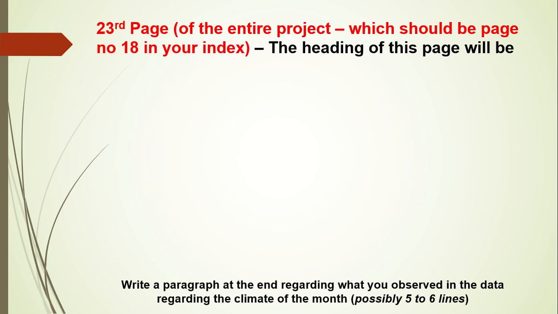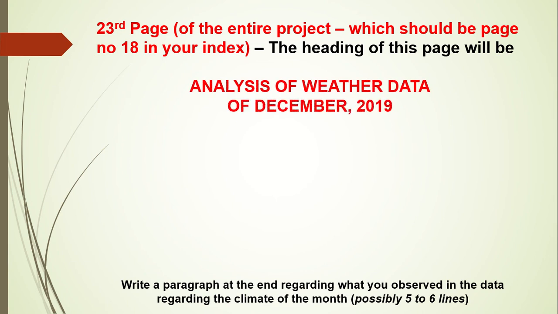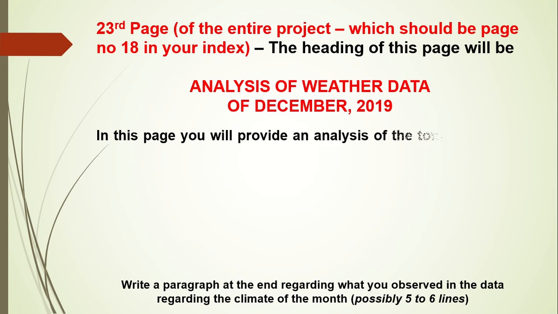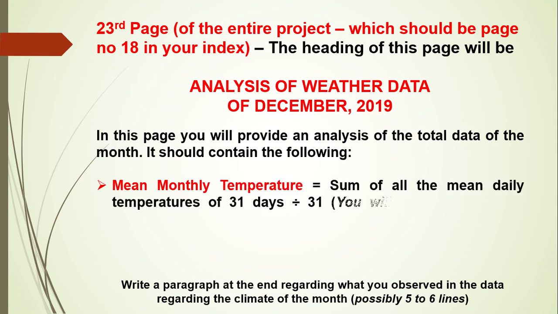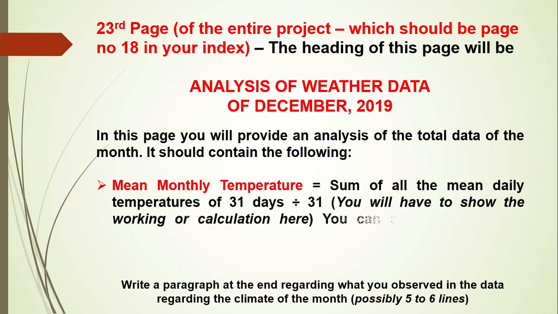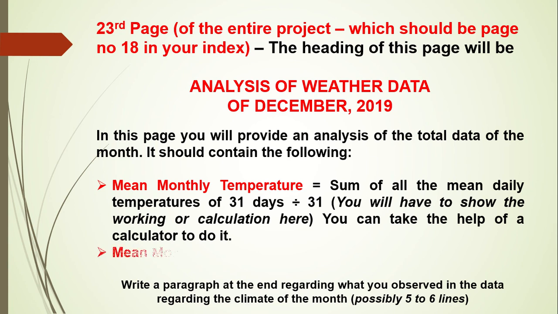On the 23rd page of the entire project, which should be page number 18 in your index, the heading of this page will be as follows: Analysis of Weather Data of December 2019. Now in this page you will be providing an analysis of the total data of the month, and it should contain the following things: mean monthly temperature, which is the sum of all the mean dailies which you calculated. You will add all of them up and divide it by 31, and you will have to show whatever working or calculation here. You can take the help of a calculator if you want.